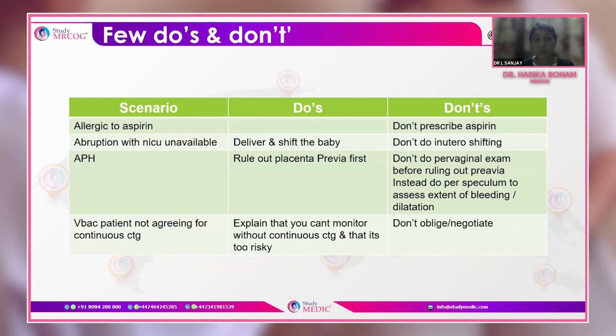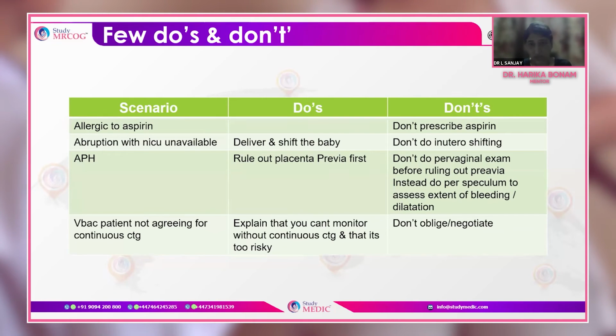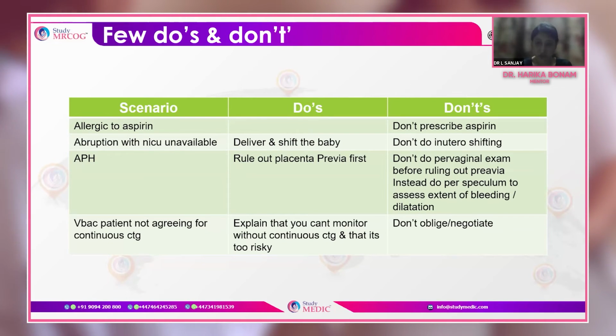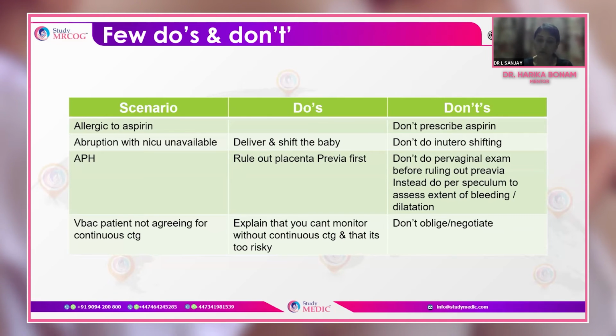Next, in case of an antepartum hemorrhage, always rule out placenta previa first. Do not do a per-vaginal examination before ruling out placenta previa. Instead, you can do a per speculum examination to assess the extent of the bleeding, or to see if the patient is in labor, but not a per-vaginal examination.